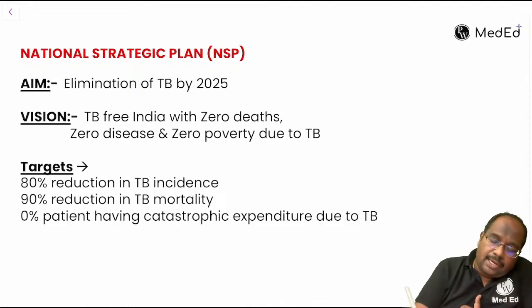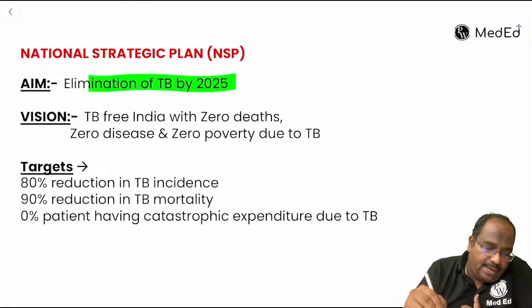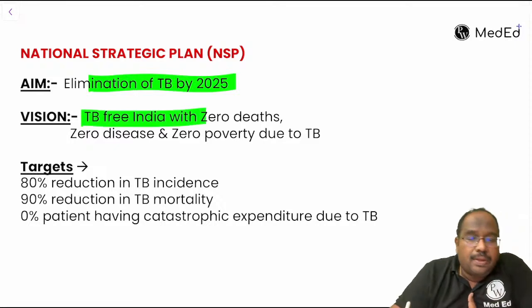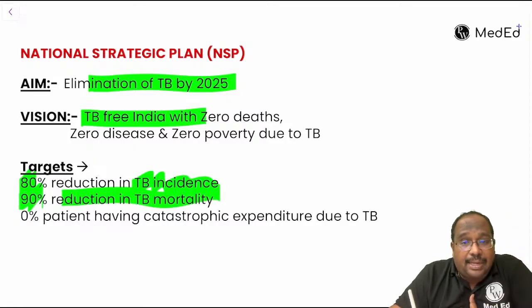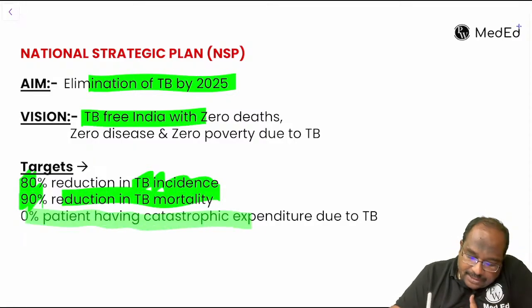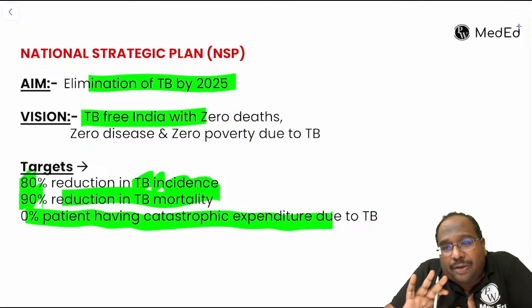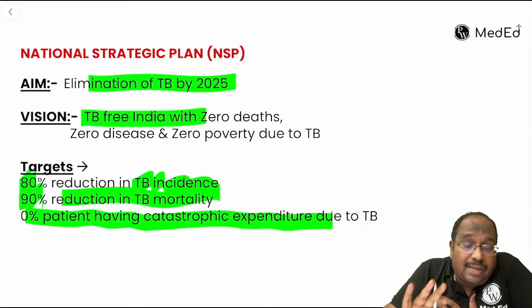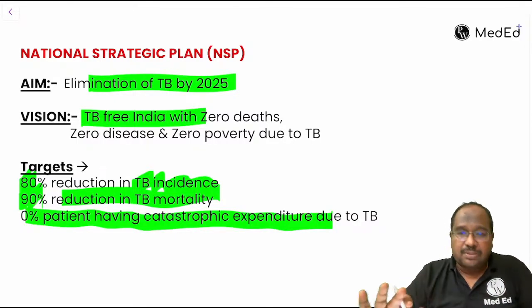So the goal is to eliminate TB by 2025, guys, and to have a TB free India, with 80% reduction in TB incidence, 90% reduction in mortality, and 0% of patients having catastrophic expenditure due to TB. So nobody should spend out of their pocket, because the program itself is providing most things free.